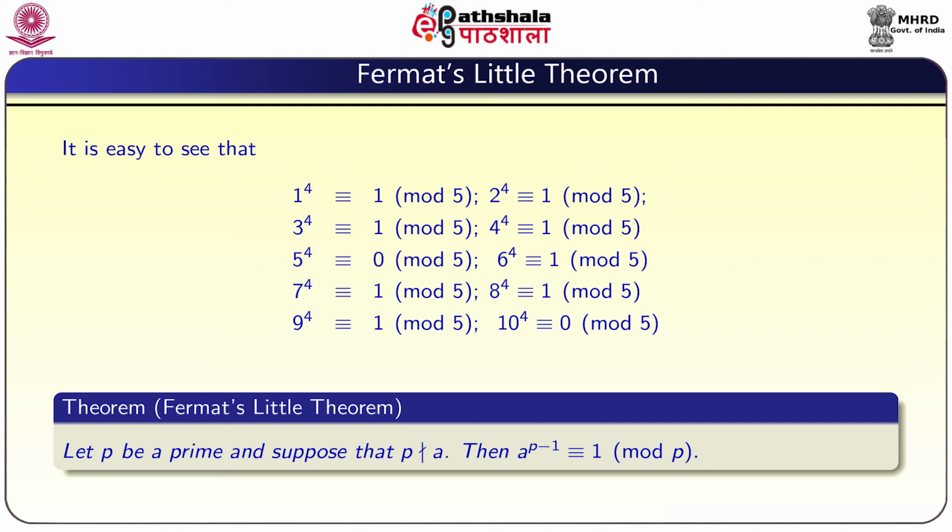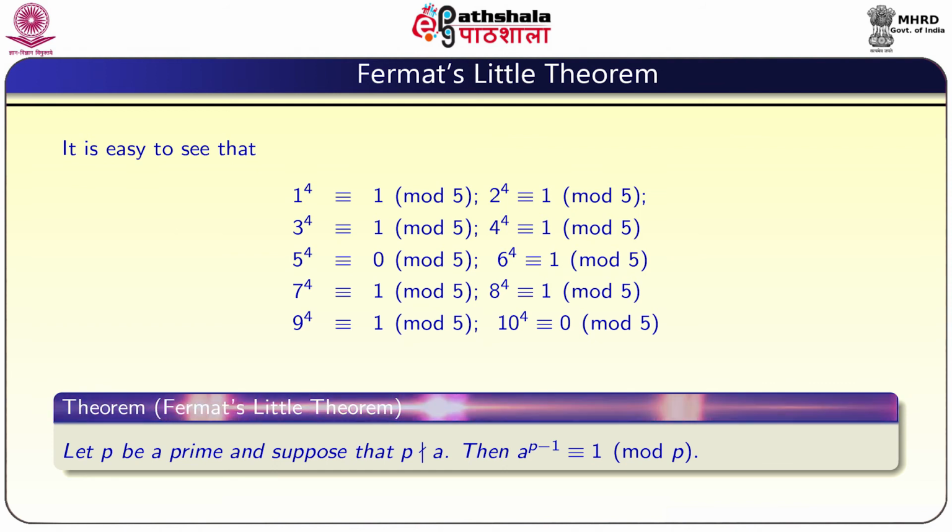whereas 5 power 4 is congruent to 0 mod 5, 6 power 4 is again congruent to 1 mod 5, 7 power 4 is similarly congruent to 1 mod 5, 8 power 4 and 9 power 4 are also respectively congruent to 1 mod 5, whereas 10 power 4 is congruent to 0 mod 5. This continues. Here we are doing modulo 5, that is 5 is a prime number. Now, is it possible to extend this to all prime numbers? Yes, that is Fermat's little theorem.